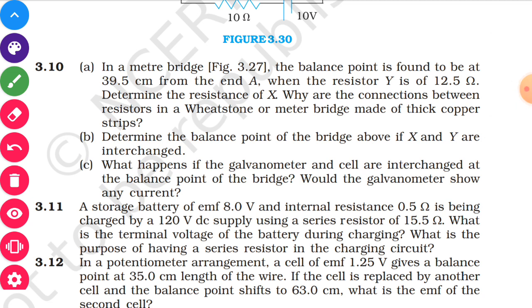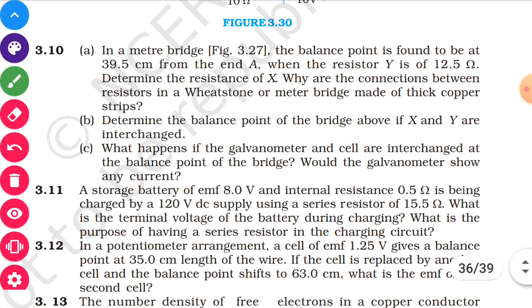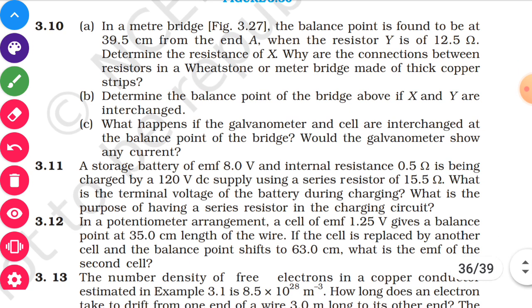3.9 we shall calculate afterwards, that separate video I will put. In a meter bridge, the balance point is found to be at 39.5 cm from the end A, when the resistor Y is 12.5 ohm. Determine the resistance of X. Why are the connections between resistors in a Wheatstone bridge or meter bridge made of thick copper strips? That part we shall discuss.